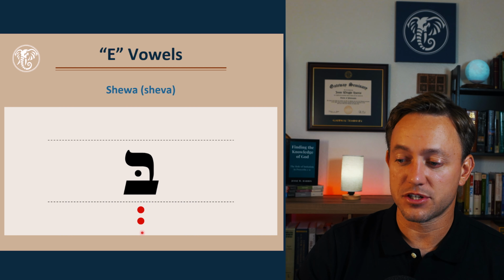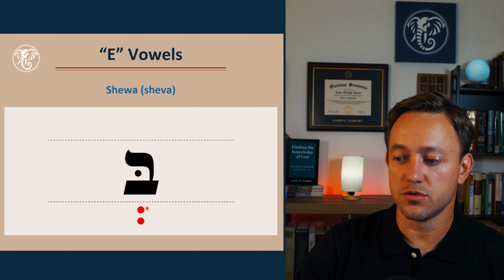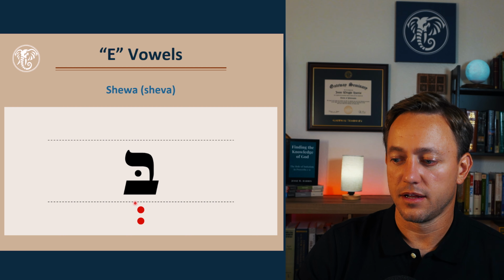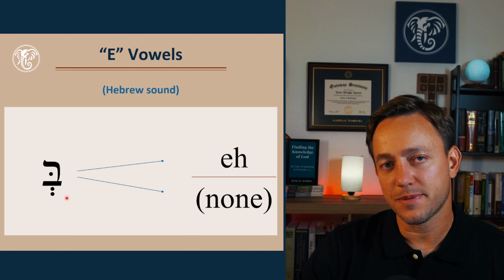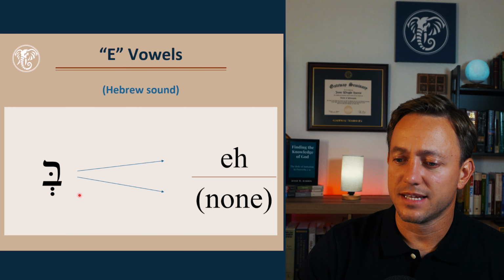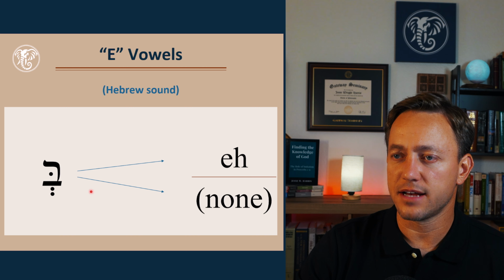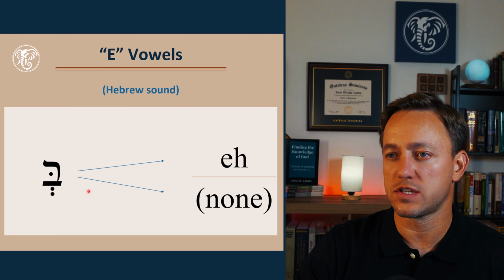And as we already mentioned, the Shva is two dots vertical right below the letter, and beneath our space, two dots. And what's interesting about the Shva is that it actually has potentially two sounds, we might say.